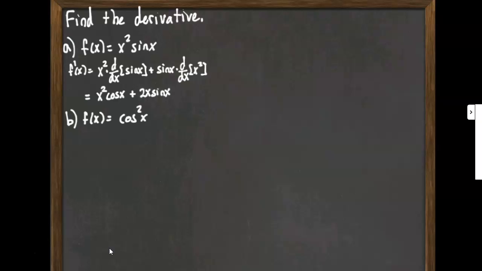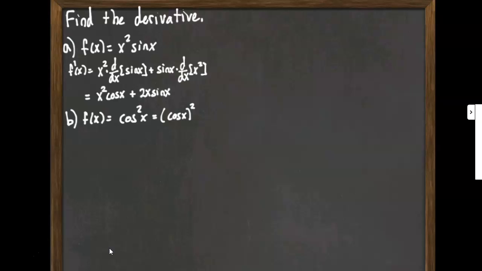Let's consider another example. Here we have f of x equals cosine squared of x. Now remember what that means. Cosine squared is a shorthand notation for quantity cosine x squared. Now that is actually a composite function. We have one function inside of another one. But we haven't talked about how to do the derivatives with a composite function yet. That'll come up in a later section.